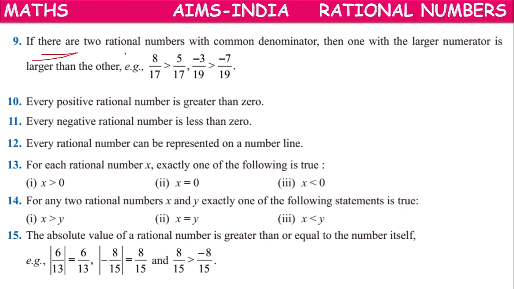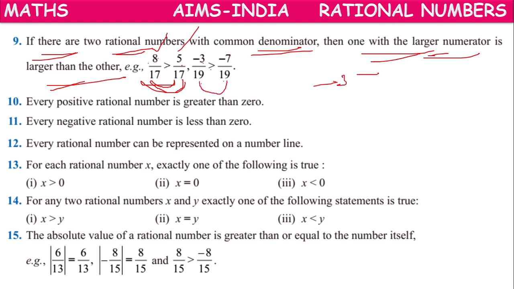Next one, if there are two rational numbers with common denominator, like 8 by 17, 5 by 17, then the one with the larger numerator is larger than the other. If they have common denominator, the one whose numerator is larger will be largest. 8 by 17 is greater than 5 by 17 because 8 is greater than 5. Minus 3 by 19 is greater than minus 7 by 19. Why? Common denominator, minus 3 is greater than minus 7 because in negative integers lesser value will be greater.